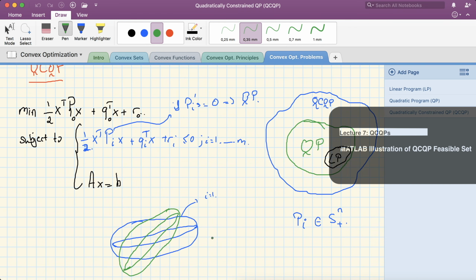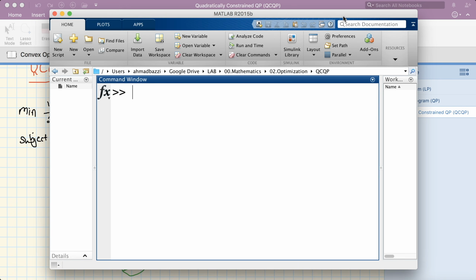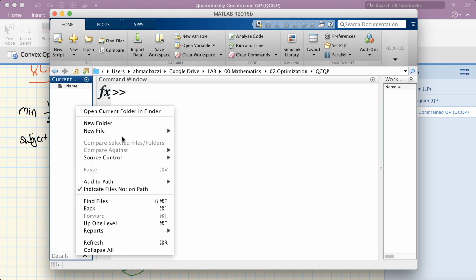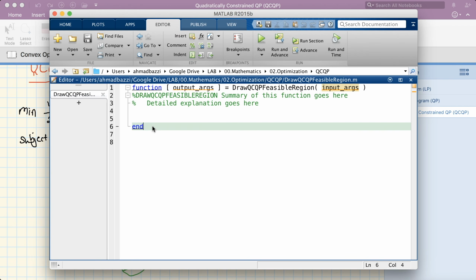I don't know for you, but for me, I'm a visual person. I don't like how this rubbish looks, so I'm going to open MATLAB. I'm going to write a script to draw us the feasible region, which is the intersection of ellipsoids. So I'm going to go here and create a function, drawQCQPFeasibleRegion. I'm going to open this. So this is what we've got right here.